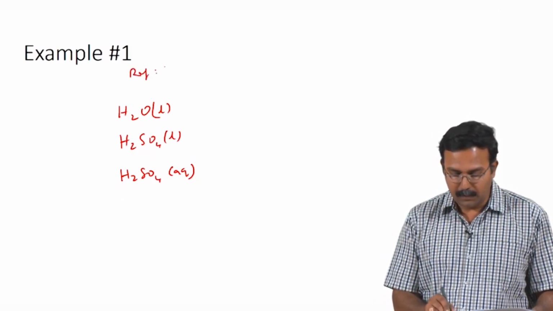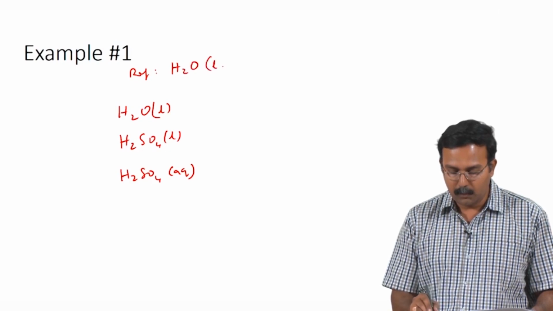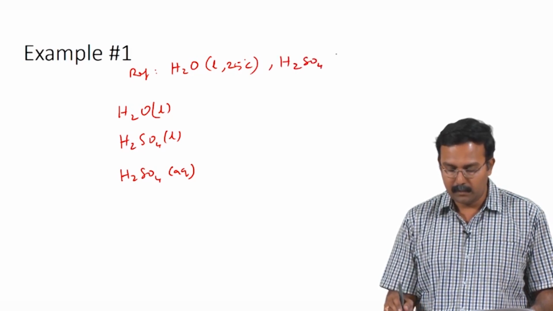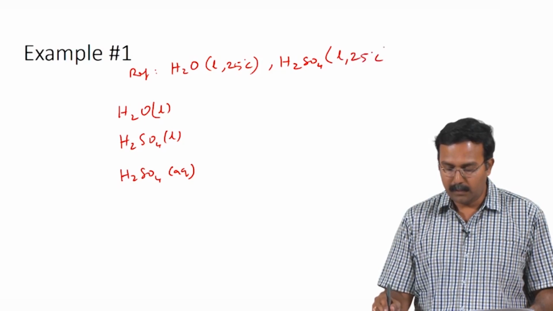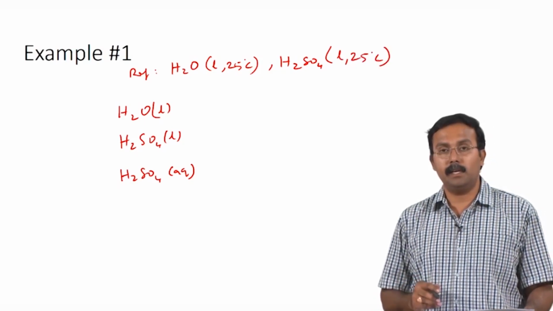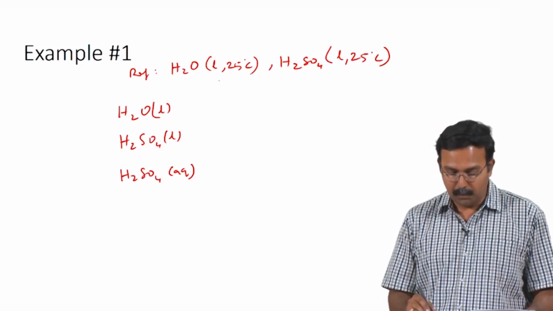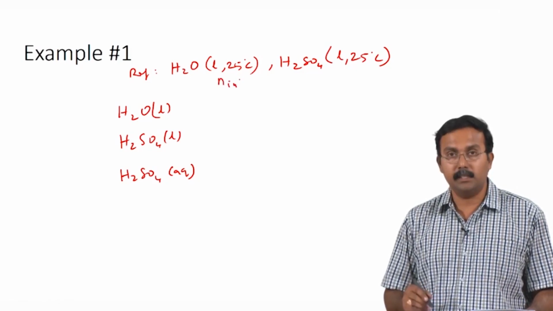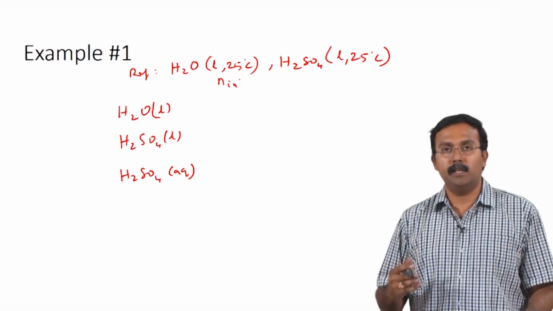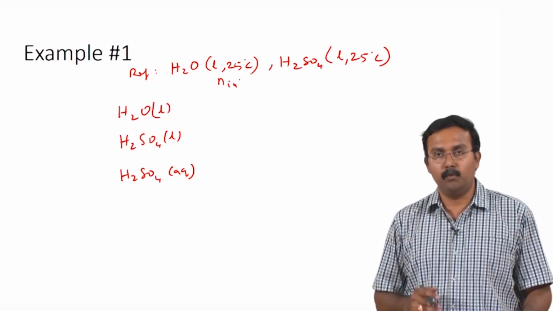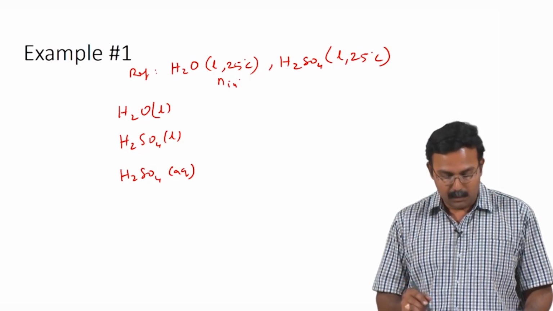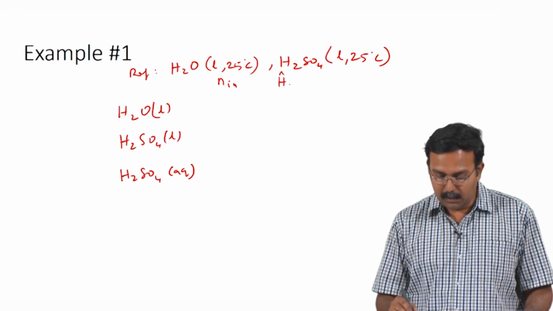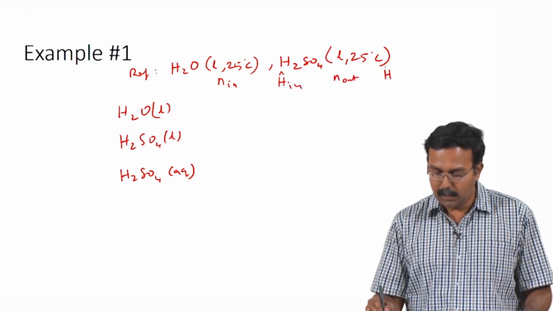So, here we will take the reference states as water liquid at 25 degrees Celsius and 1 atmosphere, and sulfuric acid, again a liquid at 25 degrees Celsius. So, these are the pure components which are being taken as the reference states. Let us look at the number of moles of water and sulfuric acid which have to be supplied. We will have to write this in terms of moles, because the enthalpy terms are given in terms of kilojoules per mole. So, we will write the number of moles of water and sulfuric acid present initially and finally. So, you have N in and H cap in, N out and H cap out.